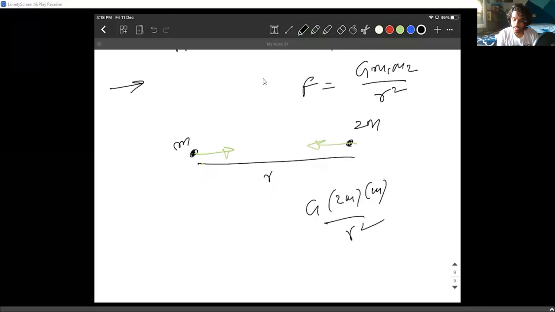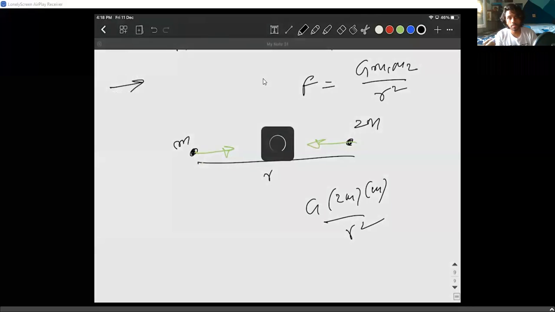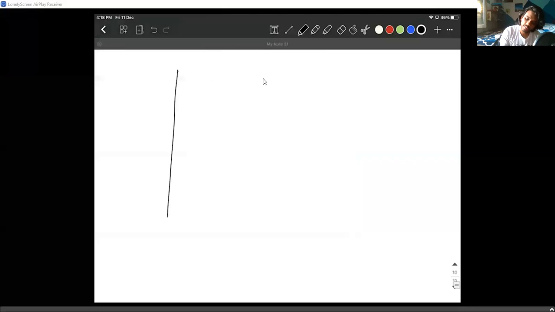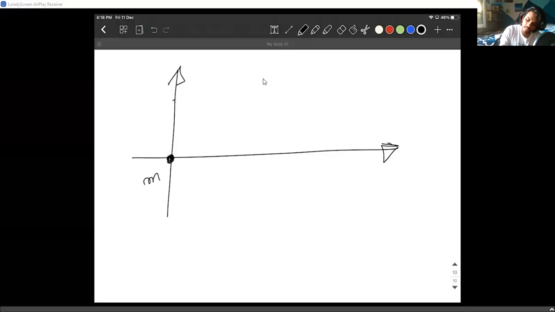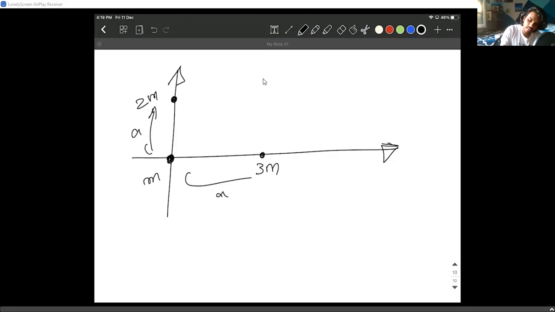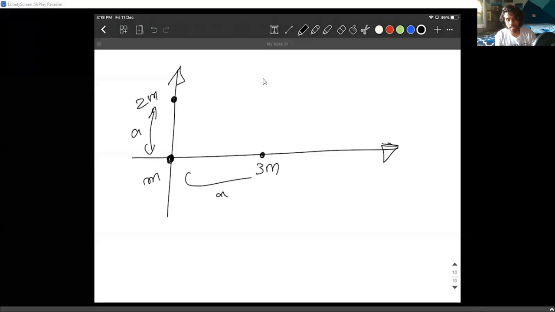Now, using this idea, I'm going to give you some problems and I want you to find the forces. There is mass m here, 2m and 3m. The distance is a and the distance is a. Find the net force acting on the mass which is at the origin. How do you write it? You can raise your hand and give the answer right away. You don't really have to do all the math.